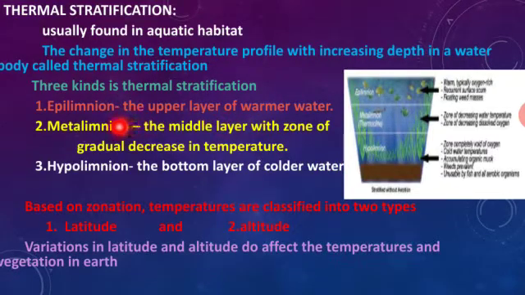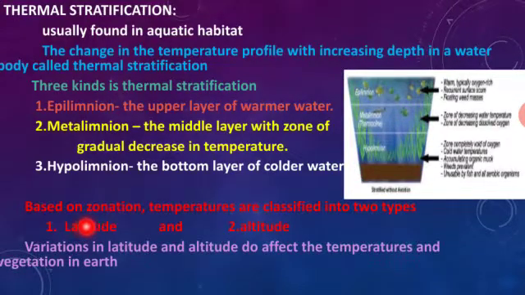It can be divided into three layers: upper layer, middle layer and bottom layer. The upper layer is named epilimnion, which will be warmer water. Metalimnion is the middle layer, a zone of gradual decrease in temperature; when it is warmer, the temperature gradually decreases. And hypolimnion, the bottom layer, will be colder water. So three different layers of thermal stratification: epilimnion, metalimnion and hypolimnion.